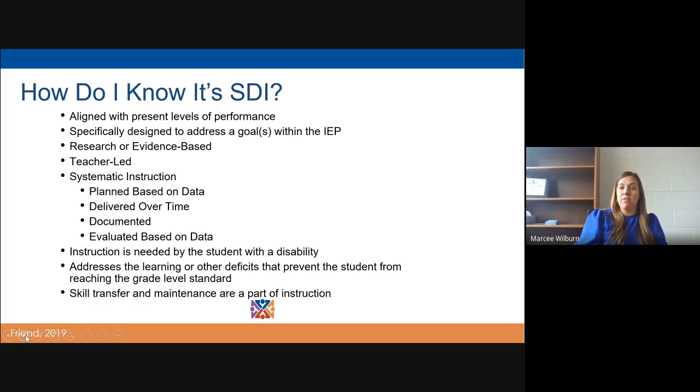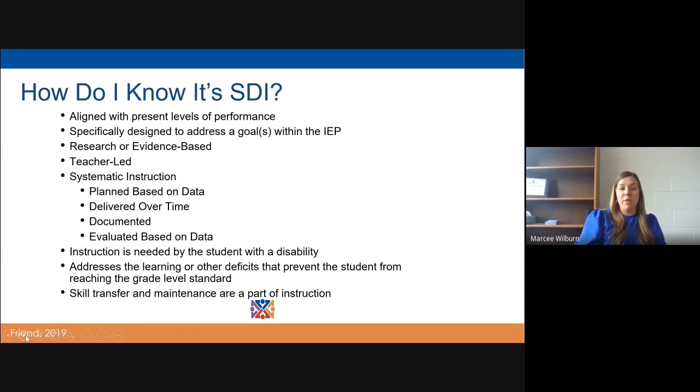it needs to be individualized. We talked about that from the definition, based on the unique needs of the student. So in order to ensure that's taking place, is it aligned with the student's present levels of performance? Are we considering their starting point when we're designing instruction for them? Are we looking at the goals that are written within the IEP? And I'm not saying we need to teach to the goals every single day of every single lesson, but how are the goals integrated within the general curriculum, and how do we make time to teach to those goals as well?